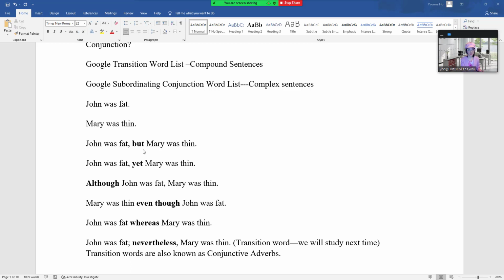So a coordinating conjunction joins two sentences of equal importance. So FANBOYS: for, and, nor, but, or, yet, so. Those are all coordinating conjunctions that combine two sentences of equal importance. John was fat, yet Mary was thin. So that's also part of FANBOYS, and it's a compound sentence where you join two sentences of equal importance.